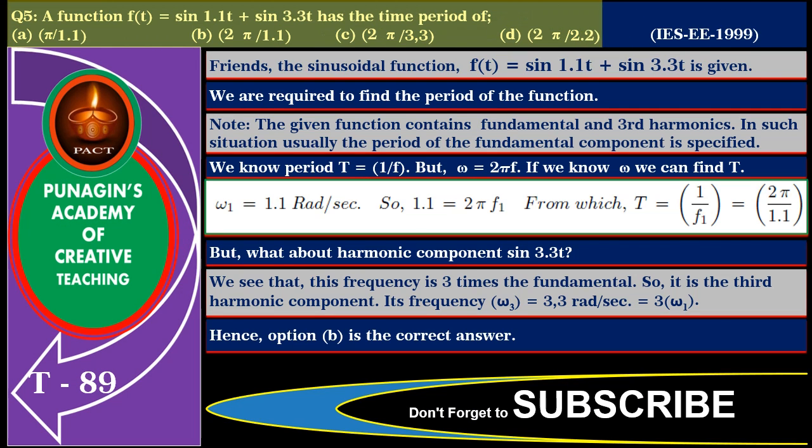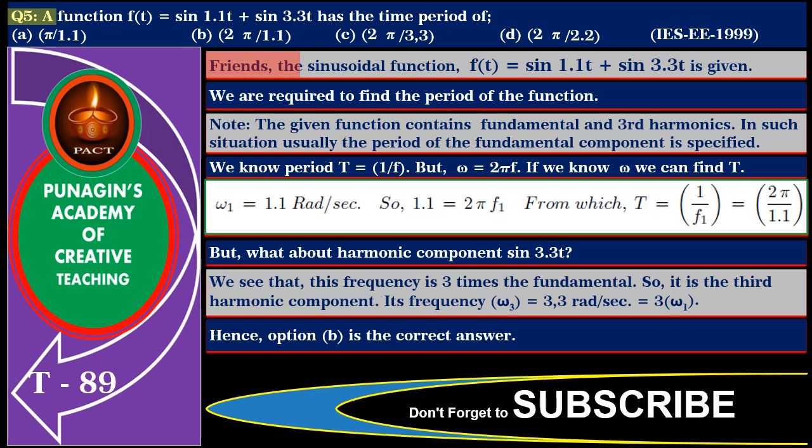Friends, in this problem, the sinusoidal function f(t) is equal to sin 1.1t plus sin 3.3t is given. We are required to find the period of the function. Note, the given function contains fundamental and third harmonics. In such a situation, usually the period of the fundamental component is specified.